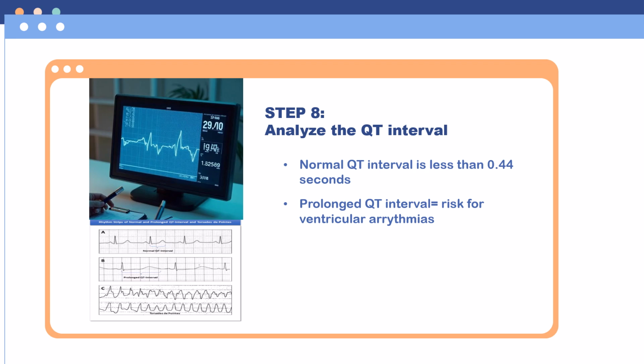Analyze the QT interval also. The next step for you is, a normal QT interval should be 0.4 seconds. A prolonged QT interval means that there is some sort of ventricular arrhythmia, generally Torsades de pointes. As you can see, this is a normal QT interval for you. If it is prolonged or if it is very short, you have to identify the time interval, or how long it is taking for the QT interval to form.